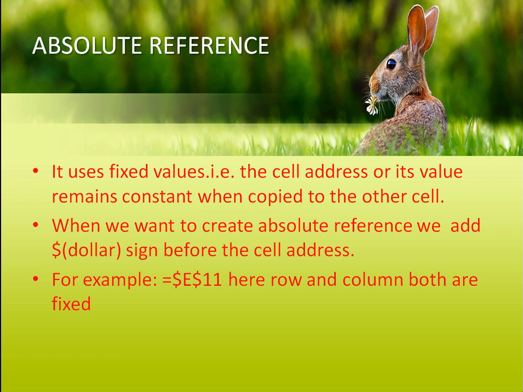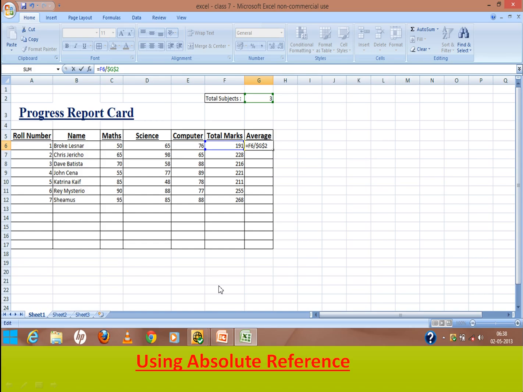Next comes absolute reference. It is used for a fixed value, that is, if you want to keep the cell address constant while you are copying it. So in that case we are going to use a dollar sign before the cell address. For example, $E$11, here both the row and the column are locked. How? By using a dollar sign.